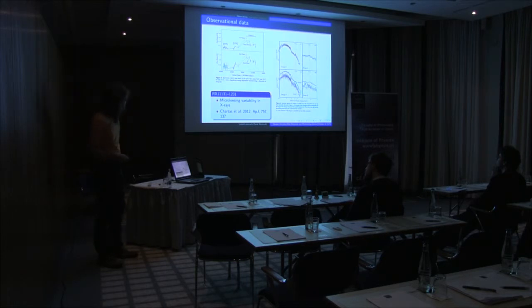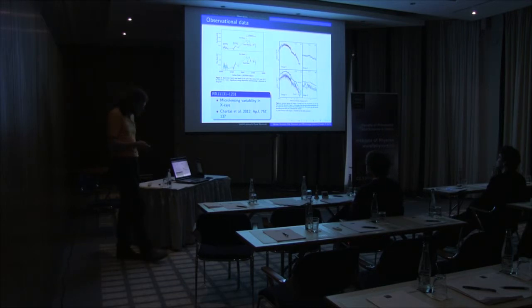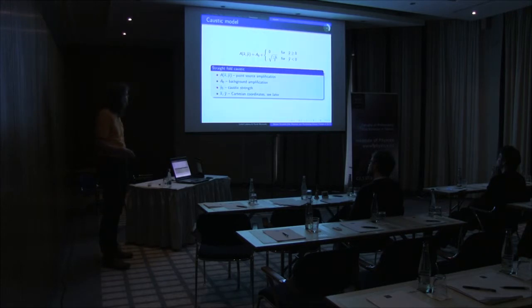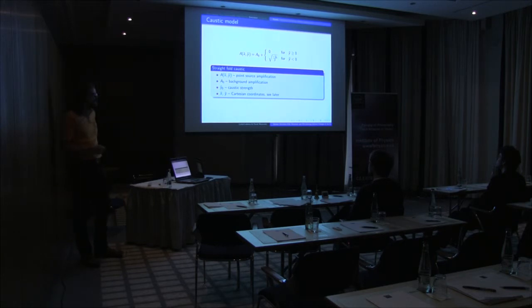I haven't said it yet, but this peak is caused by lensing of the iron line, because its rest frame energy is about 6.4 kiloelectron volts. Now I continue to introduce our caustic model, and on the next slide I will introduce our disk model.